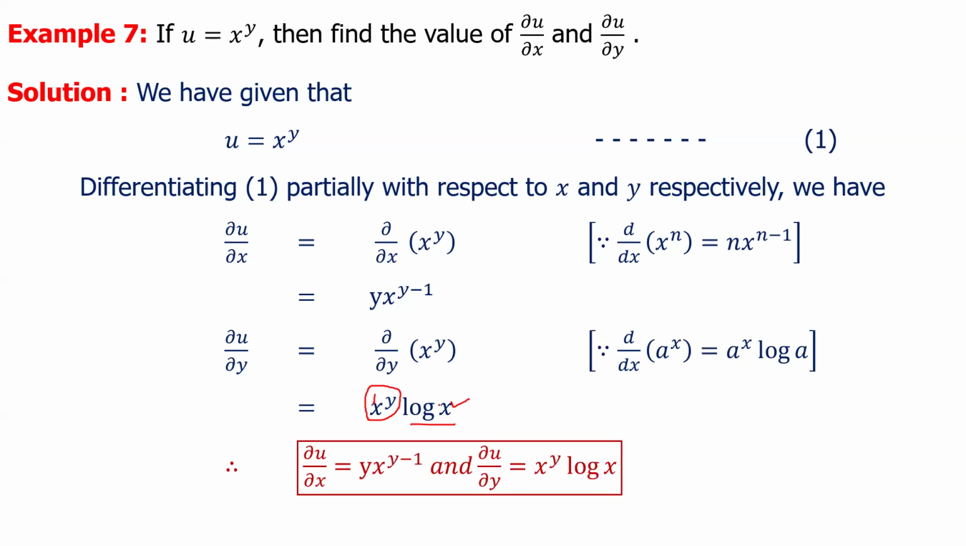Hence, the partial derivative of u with respect to x of x to the power y is y into x to the power y minus 1, and partial derivative of x to the power y with respect to y is x to the power y log x.